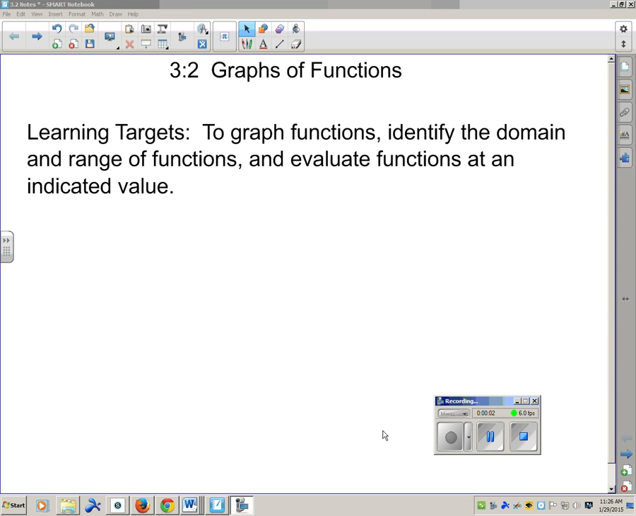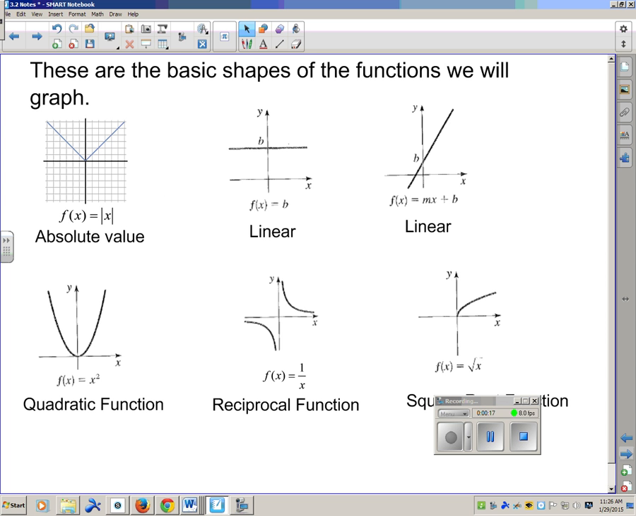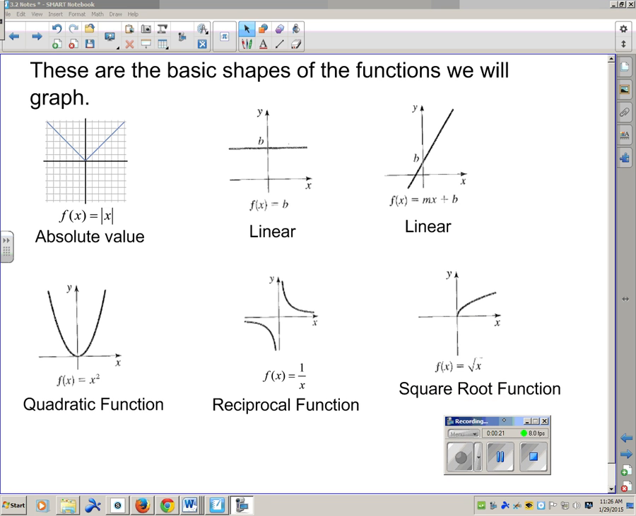Okay, so today we're going to be looking at 3.2, which is graphs of functions. Some of our learning targets here are to graph functions, identify the domain and range of functions, and evaluate functions at an indicated value. So let's go ahead and look at some of these graphs here.